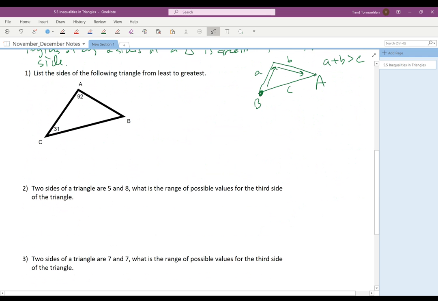All right, so a couple quick examples. List the sides of the following triangle from least to greatest. Well, when you do this, it's easiest just to find all the angles first.